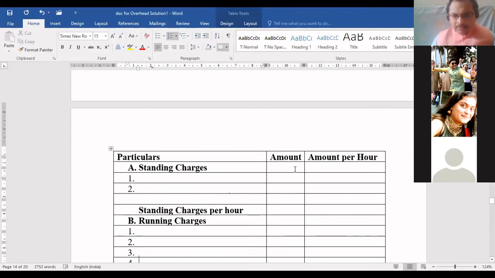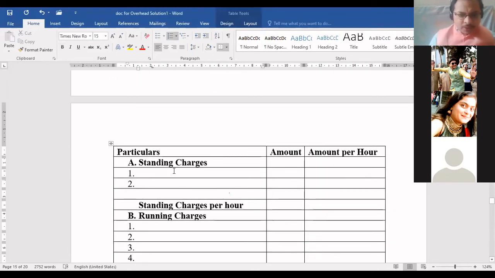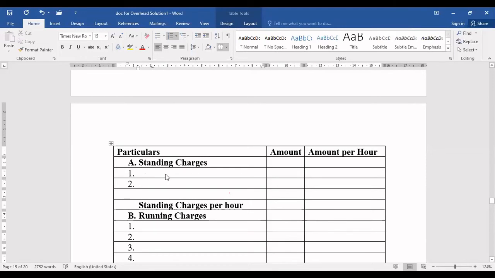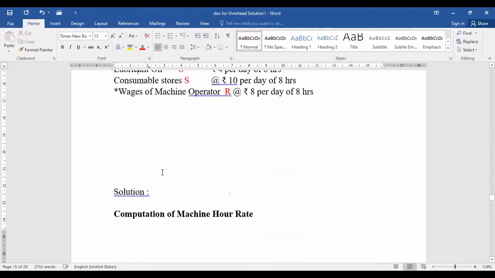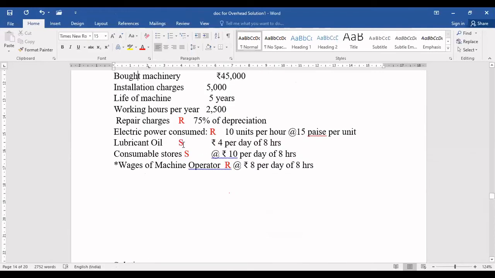Just particulars, amount and amount. Should I start now? Yes, sir. Okay. Now tell me, the first standing charge we had is lubricant oil. Yes or no? Yes. Okay. So, lubricant oil.